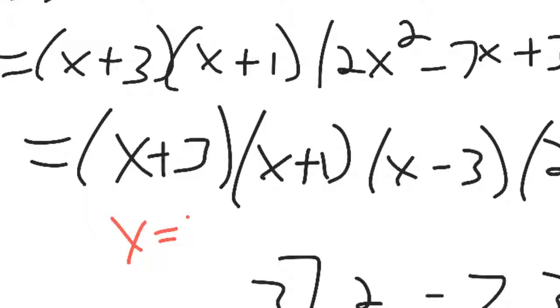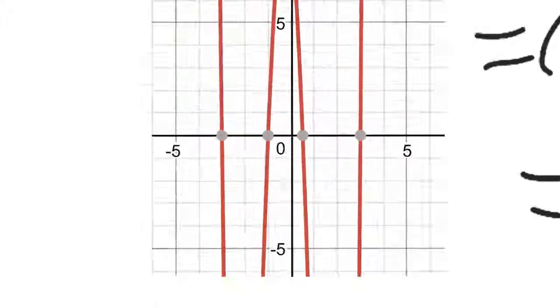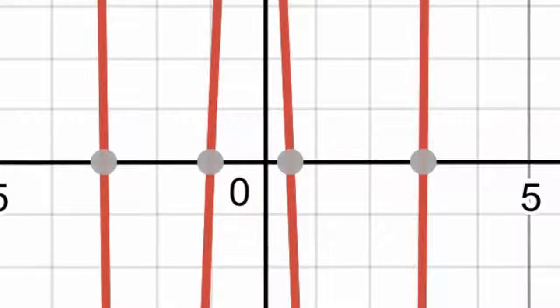x equals negative 3, which we saw from our graph. x equals negative 1. x equals 3. That's a terrible 3, but x equals 3. And then here we have x equals 1/2. That seems to confirm what we saw in our graph. It looks to cross right about 1/2.